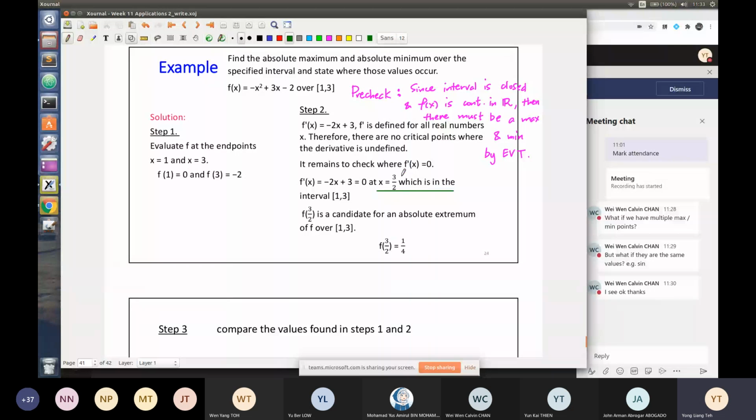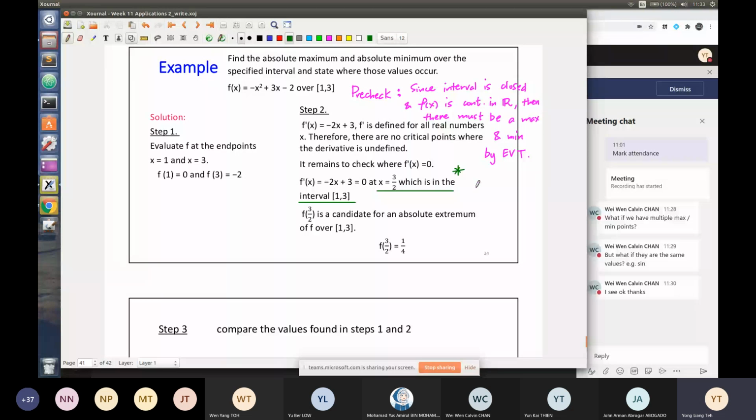By the way, this is a very common trick question that I will give. Meaning to say, I will ask you to find f prime, then you find the critical number, then most of the students will not check whether this critical number is inside the interval. So they put that as a candidate. Then of course you might get the wrong answer because the maximum at which this critical number occurs is actually outside this interval. By right, it shouldn't be considered in the first place. So this check is important.